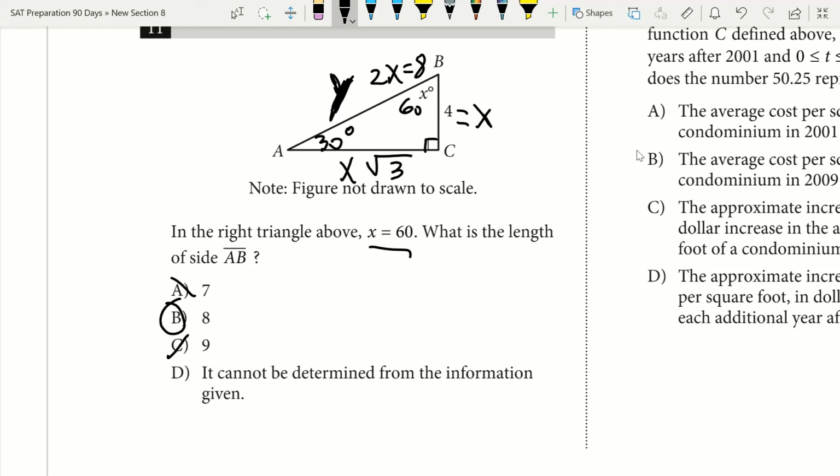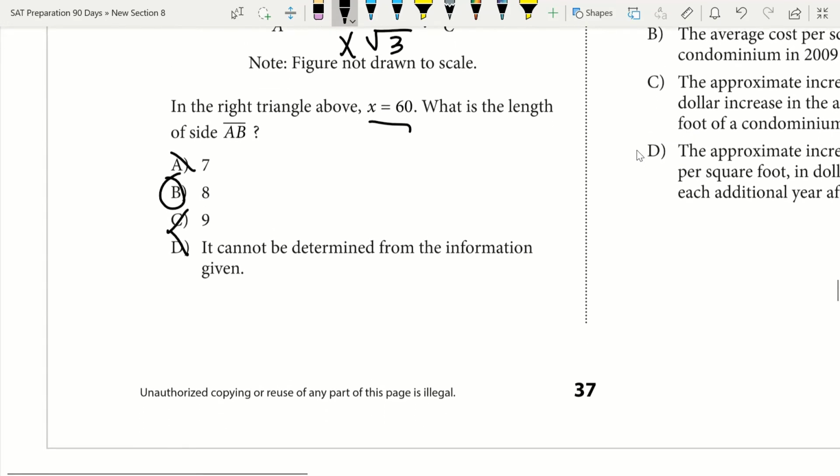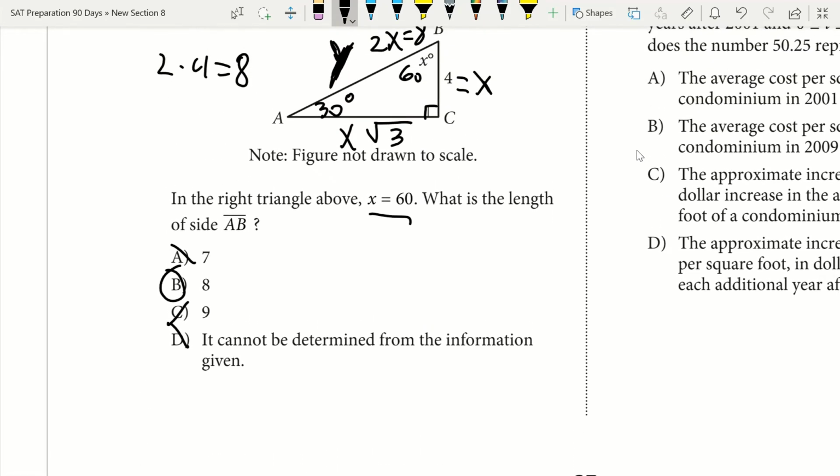Notice how easy that was once we understood that 60-30-90 triangle rule, that this is x times square root of 3, and this right here is going to be 2 times x. We saw x was 4, 2 times 4 gives us 8. So understanding that 60-30-90 triangle rule is very important. All right, so our answer for 11 there is going to be B.